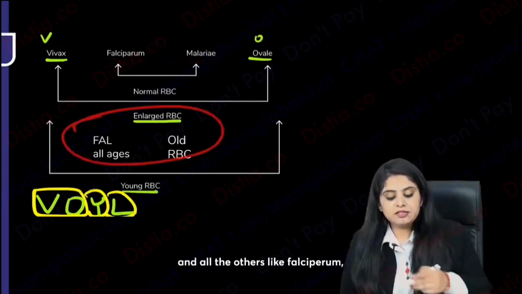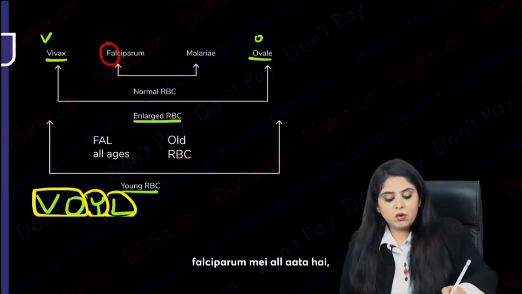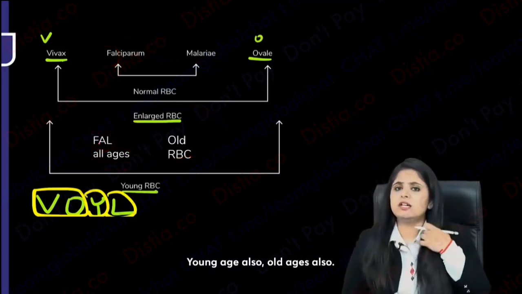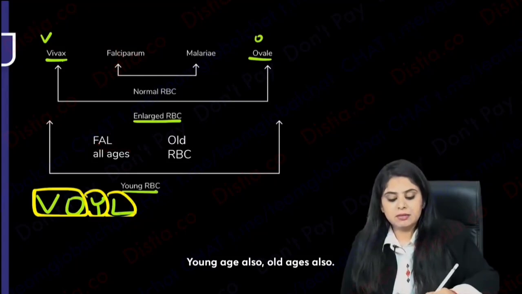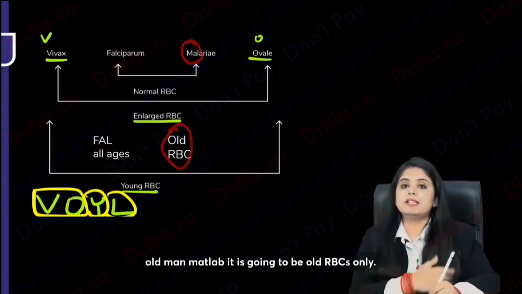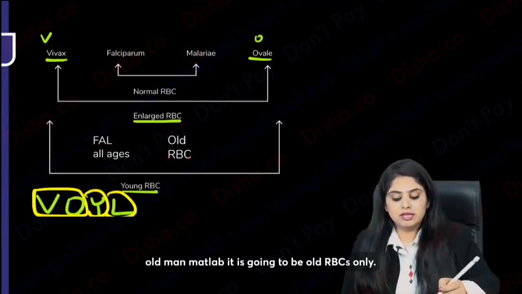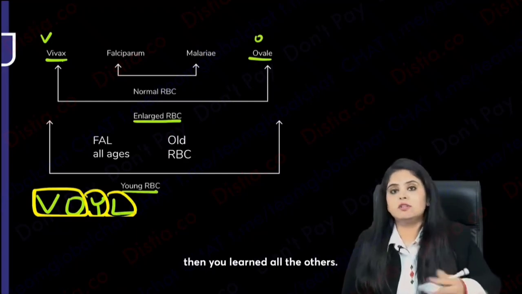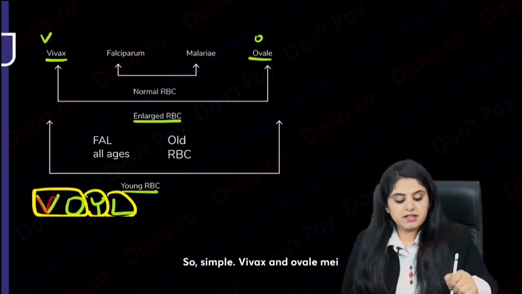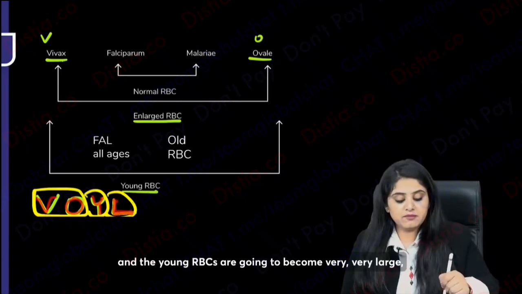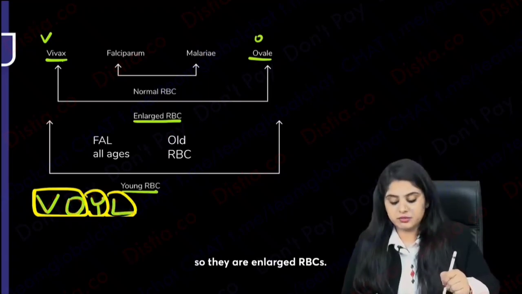And all the others, like falciparum, will affect all ages, young ages also, old ages also. Malariae is an old man, meaning it is going to be old RBCs only. So like I said, if you've learned one, then you've learned all the others. So simple: in Vivax and Ovale, they are going to be young RBCs, and the young RBCs are going to become very, very large. So they are enlarged RBCs.